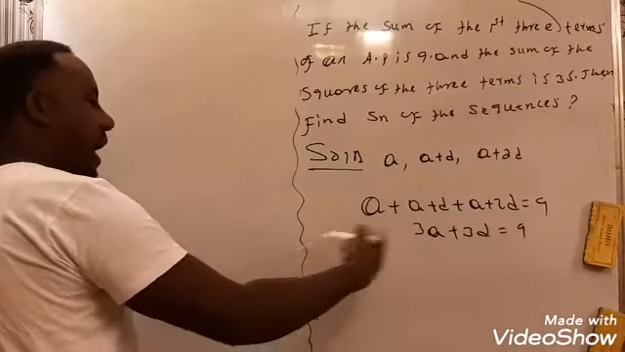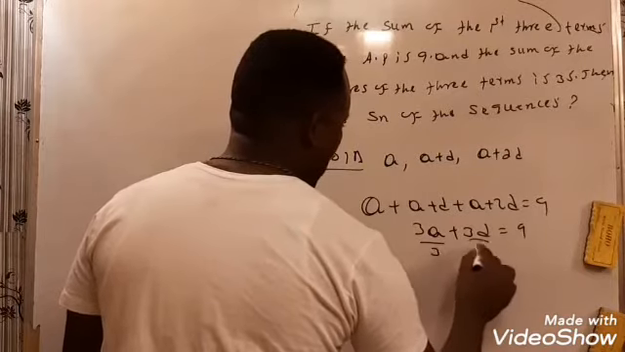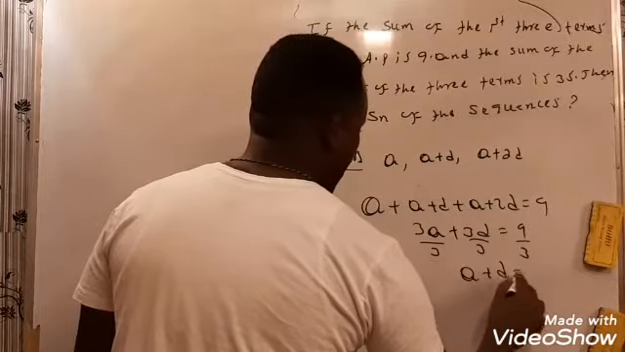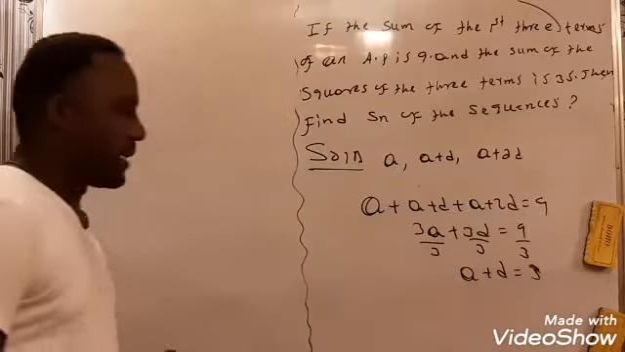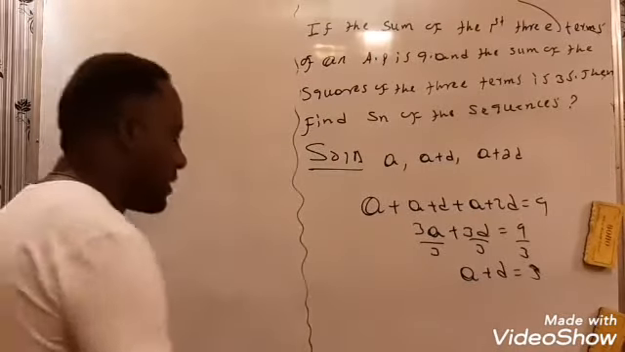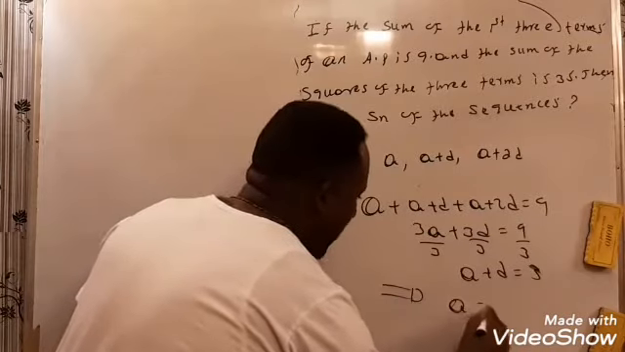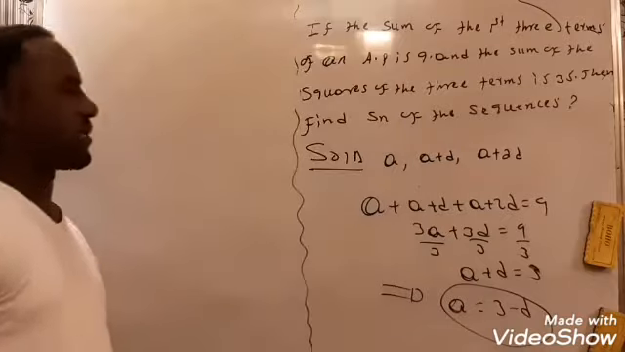So if you divide both sides by 3, we have a plus d is exactly 3. So this is the first value. Therefore, this implies that a is given by 3 minus d. So now we have this information.